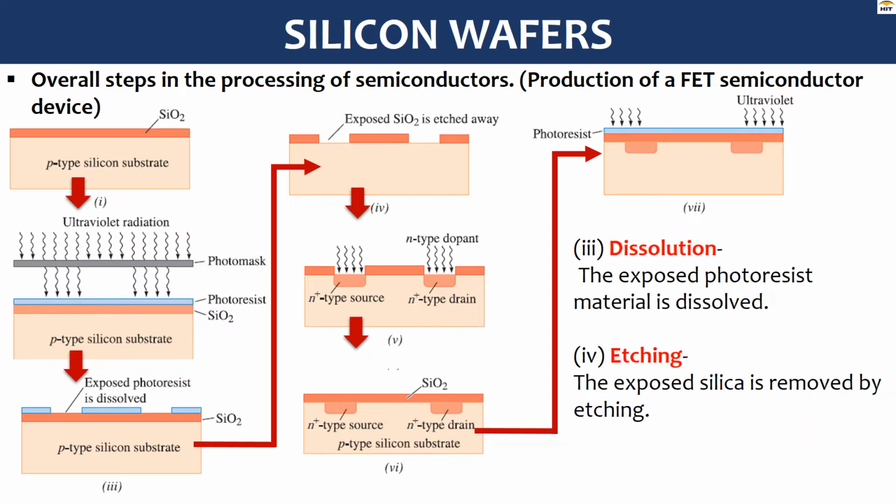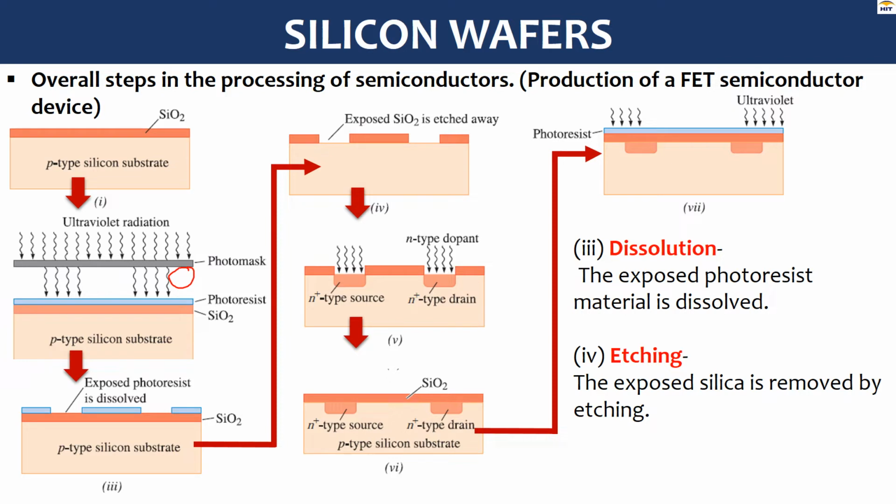That's the second stage. The third stage is called dissolution. So dissolution results now in, for example, these portions, this portion here, where the photomask did not allow ultraviolet to flow through.